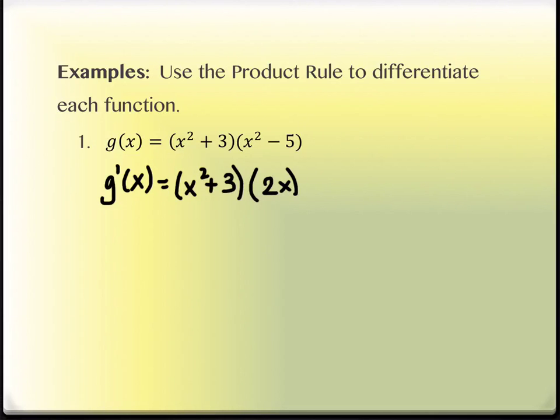I'm half done, because then I have a summation. I have to add. And I want to do things in the other order. So I go back to the first part, x squared plus 3, and I take the derivative of that piece. The derivative is 2x. And I multiply that by the original of the second piece, which is x squared minus 5. And at that point, the calculus is done.